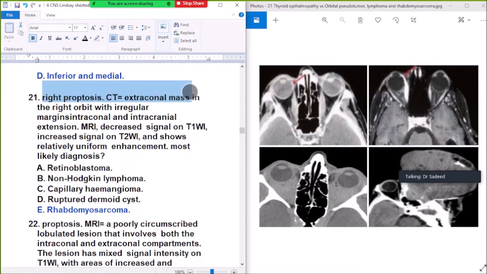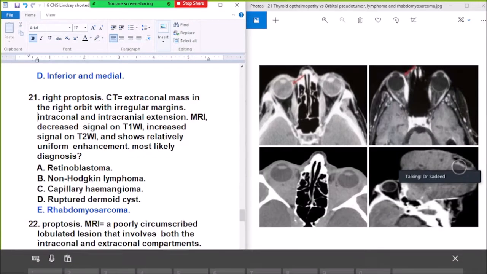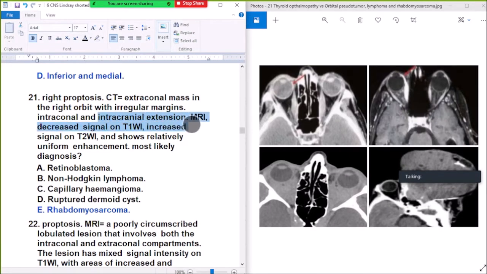Number 21. Right proptosis. CT scan shows an extraconal mass in the right orbit with irregular margins and intracranial extension. MRI shows decreased signal on T1, increased signal on T2, and relatively uniform enhancement. Most likely diagnosis: rhabdomyosarcoma. This is rhabdomyosarcoma.